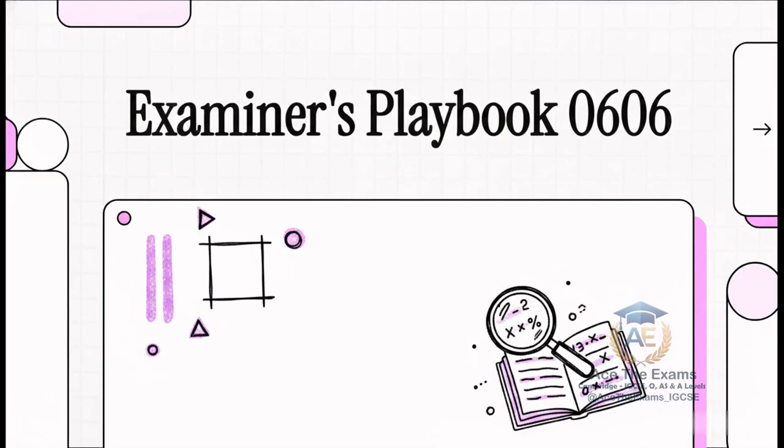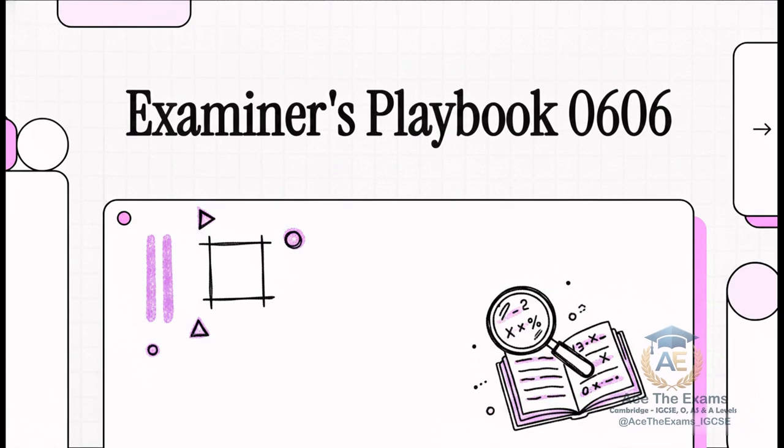Welcome to this comprehensive explainer on Cambridge Mathematics exam strategy. While our primary focus is unpacking the nuances of syllabus code 0606 Additional Mathematics, the strategies we're about to reveal are universally critical whether you're sitting for 0580, 4024, 4037, or 4040.